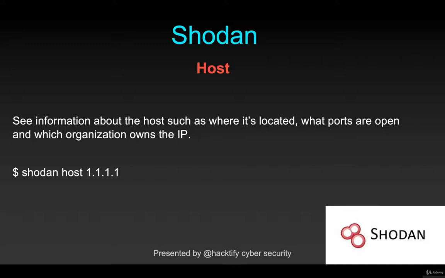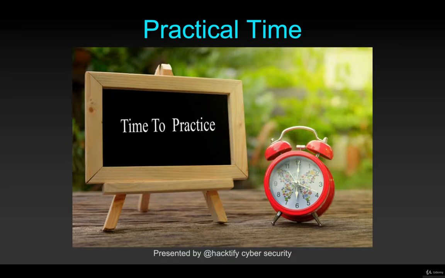Hello everyone. So in this video, we are going to see one of the very useful filters of Shodan, which is host. You can just give the command Shodan host and the IP address that you want to know the information about, and you will get very important information about the host, such as where it is located, what ports are open, and which organization owns the specific IP that you have searched for. So let's see the practical and how you can use that specific command.